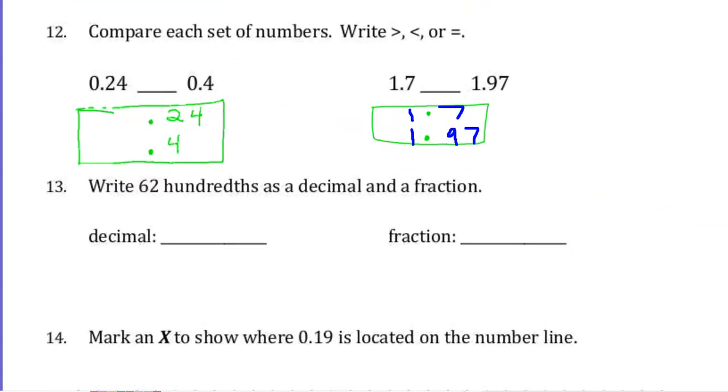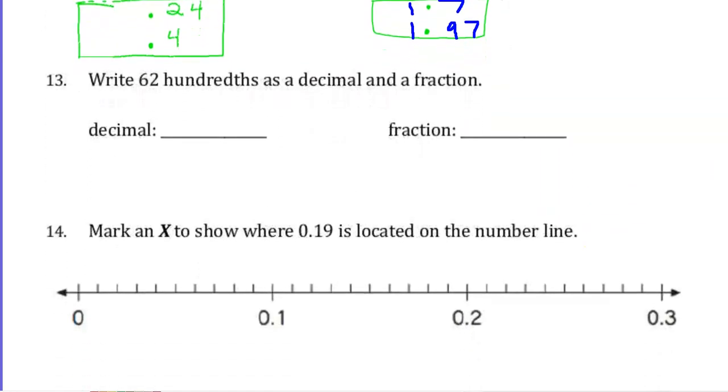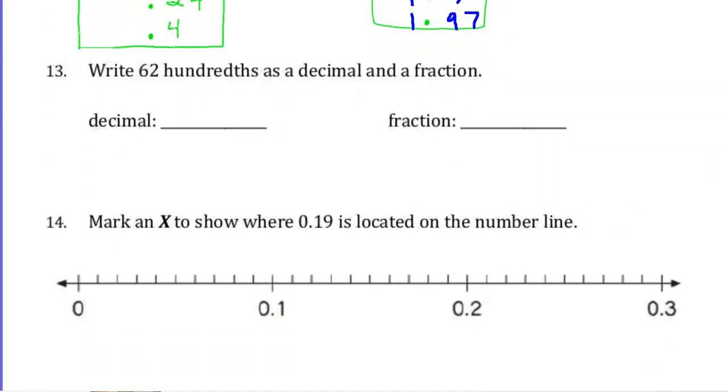Number 13, write 62/100 as a decimal. Continuing, write 62/100 as a fraction. Number 14 is our number line question. Don't forget that you can't use numbers on a number line that have tenths and find a spot with hundredths. So make sure you're dealing with an equivalency here.